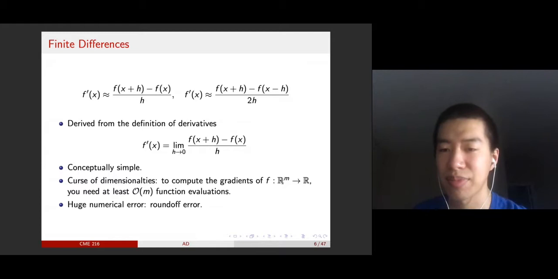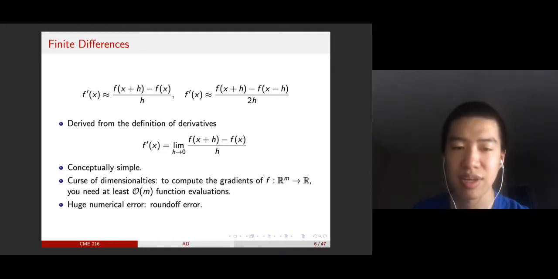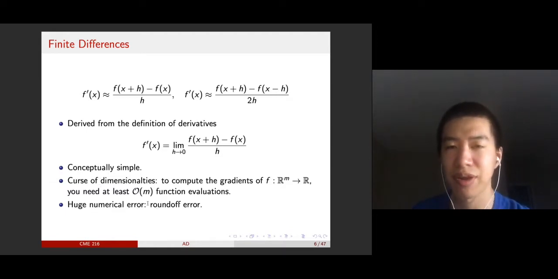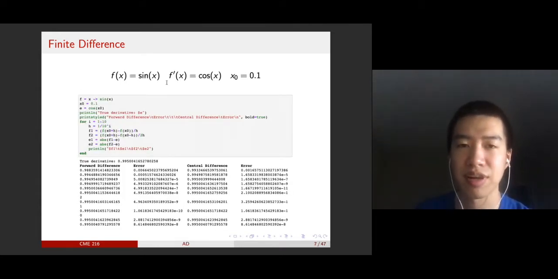And if it is from R^m to R^n, then you need m times n function evaluations. As we will see later, if you use a very smart automatic differentiation, the cost will be reduced to 0.1 function evaluations. Also, it has some huge numerical error, as we will show here. For example, we want to evaluate the derivative of sine x at 0.1.